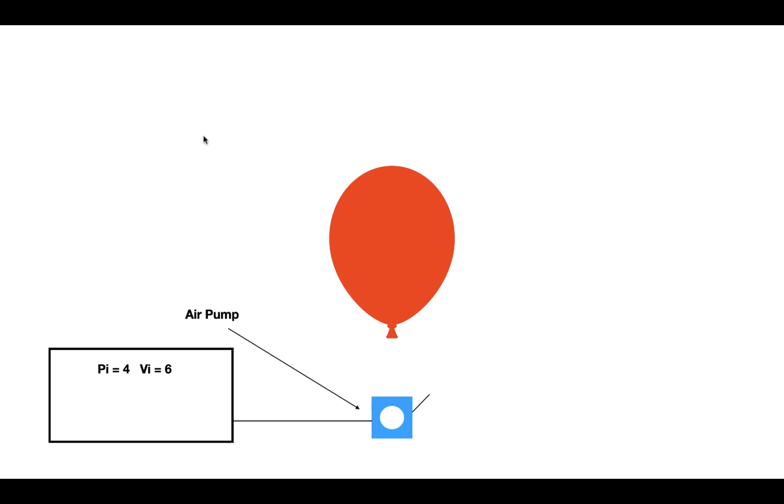So I would like to start off with a little demonstration describing to you what compliance actually is. Right here we have a balloon, and this balloon is connected to an air pump. Now this air pump, when it's turned on, will blow air into the balloon. Attached to the air pump is a monitor, and this monitor is going to measure the pressure inside the balloon, which is right now 4 units, and the volume of the balloon, which is now 6 units. So let's begin this demonstration.